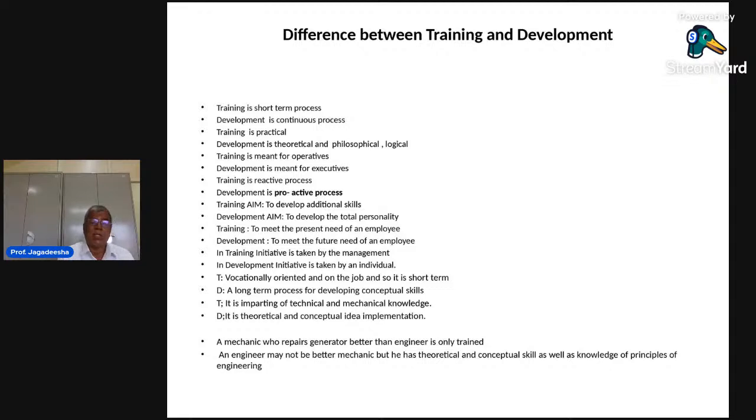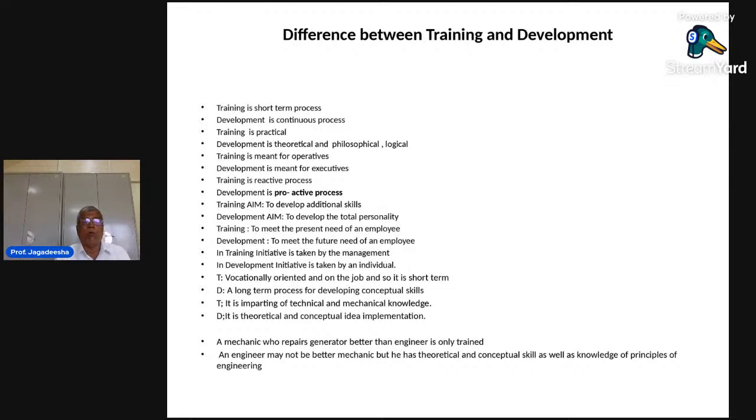The reason being, it is theoretical, logical, sequential, and again philosophical. Philosophy is equally important to be pondered over. It is another important point. Training is more mechanical and technical, whereas management development is theoretical and conceptual, which I already told you.